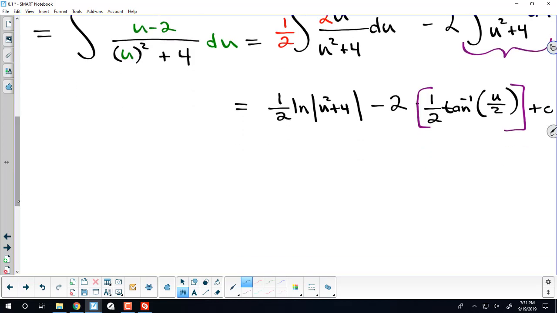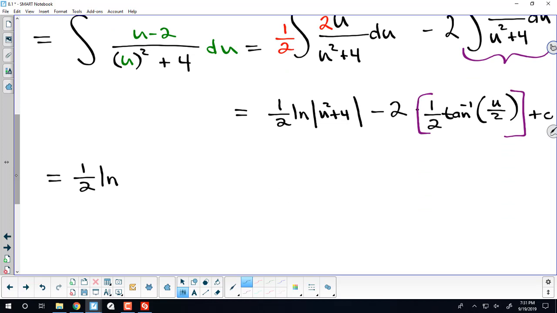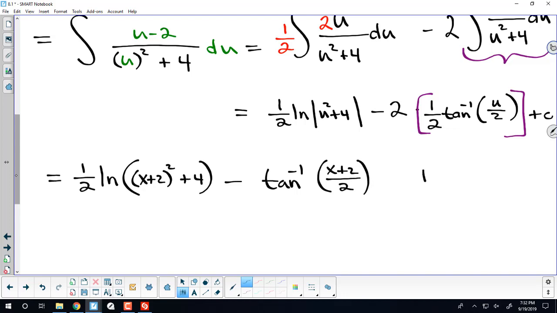Okay, we need to resubstitute as well. So you have 1/2 natural log. U was x plus 2, right? Yeah, x plus 2. So that's u squared plus 4, minus inverse tangent of (x plus 2) over 2, plus.